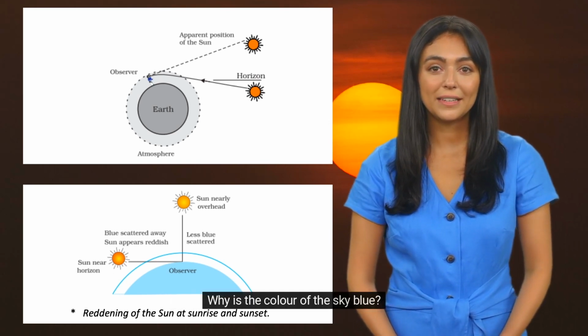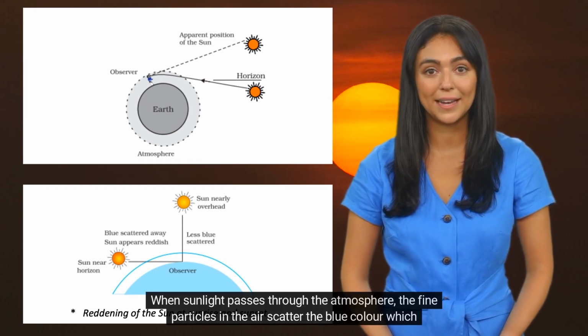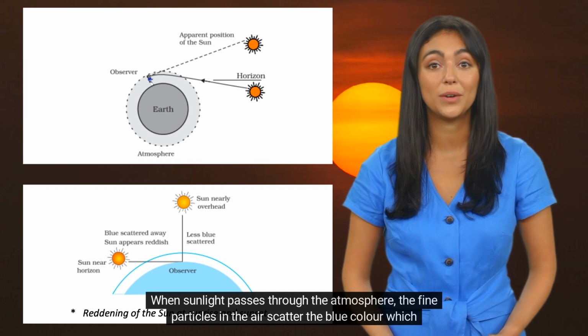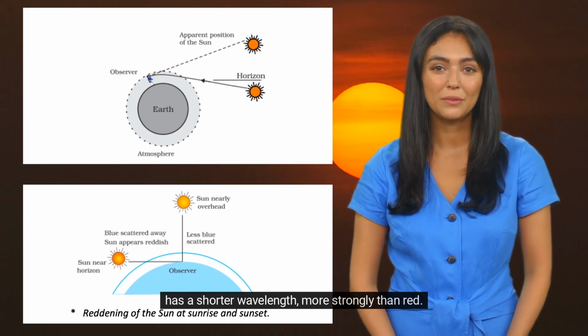Why is the color of the sky blue? This is due to the scattering of light. When sunlight passes through the atmosphere, the fine particles in the air scatter the blue color, which has a shorter wavelength, more strongly than red.